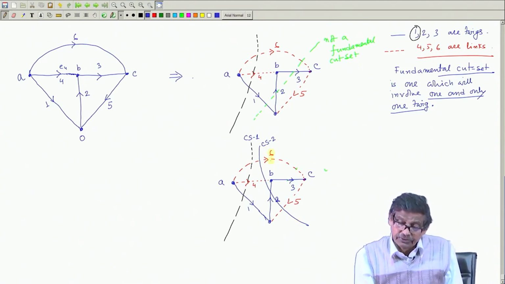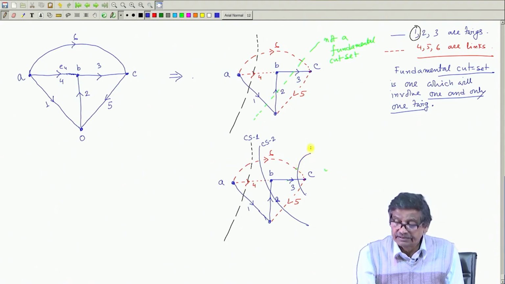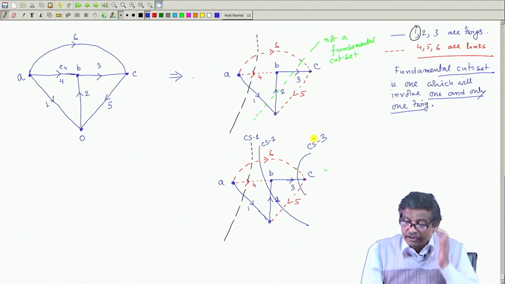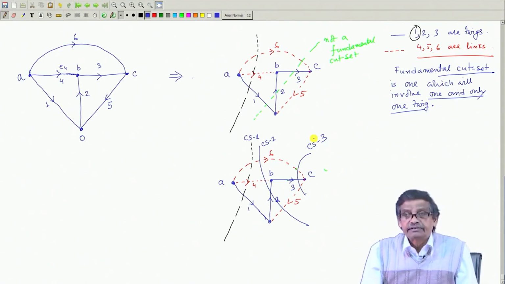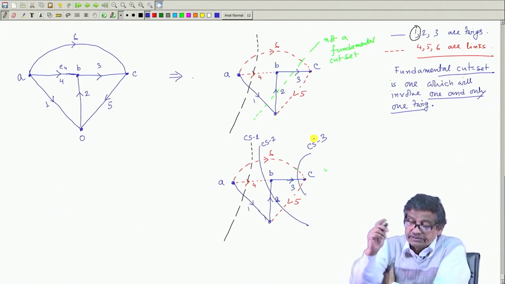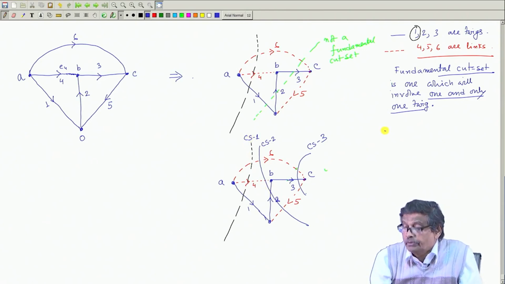Similarly, here is cut set 2 which will be like this, and there will be a cut set here. I can draw a cut set. What name should I give? This twig 3 is involved, so cut set 3. Okay. So, these are the 3 fundamental cut sets possible. Then what we will do is write down the KCL at these cut sets. So, writing KCL at the cut sets will be our next job.